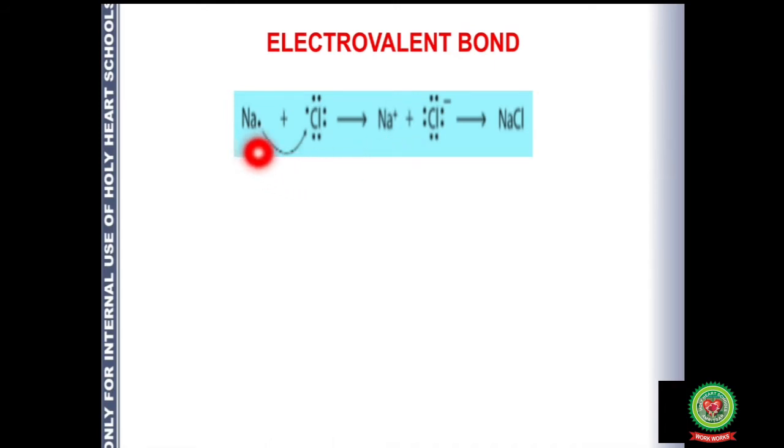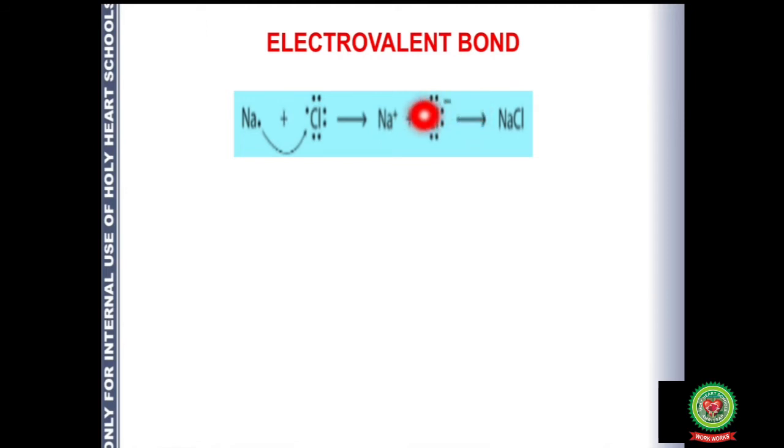And that electron which sodium has lost will be gained by chlorine, because the electronic configuration of chlorine is 2, 8, 7. That means it requires one electron to complete its octet. So therefore, chlorine willingly gains that electron and forms Cl negative. And as this losing and gaining of electron goes on, the bond that is formed is known as electrovalent bond.